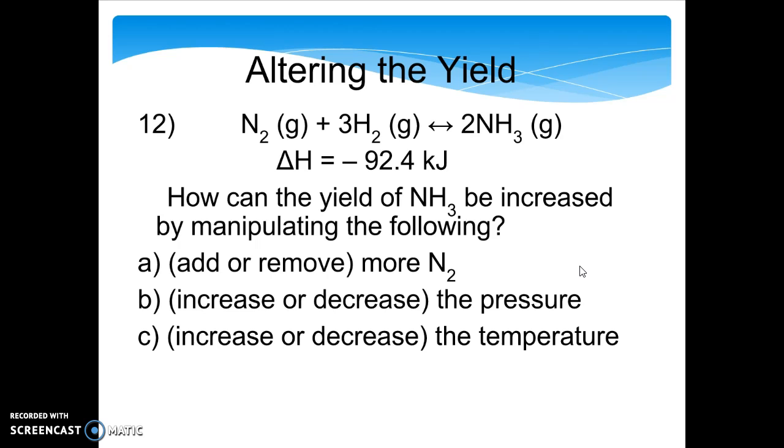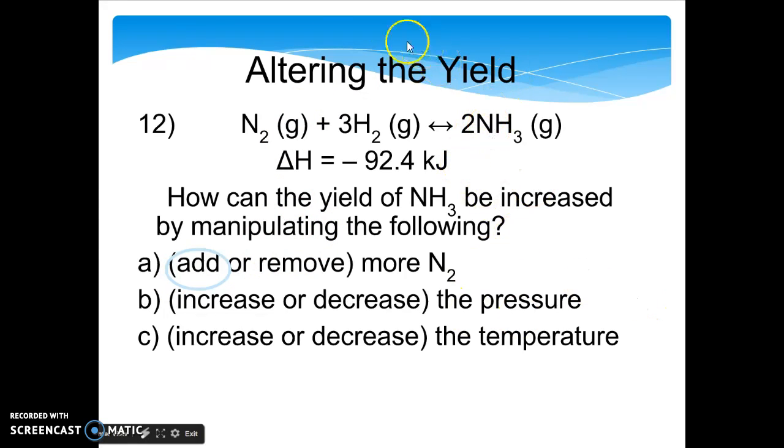Well, in the first scenario, if we added or removed N2, what would happen? N2 is over here on the left as a reactant. So if I added more of it, that's going to cause an overload on this side and cause it to shift to the right. So that's definitely going to help us create more NH3. But let's check, would removing N2 do the same thing? Well, if I removed N2, that's going to create a void, and that's going to cause it to shift back to the left. So that's actually not going to work. So adding more N2 would really help us alter the yield towards the product.